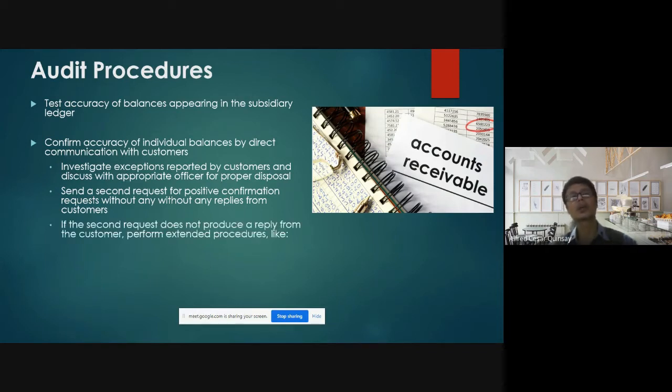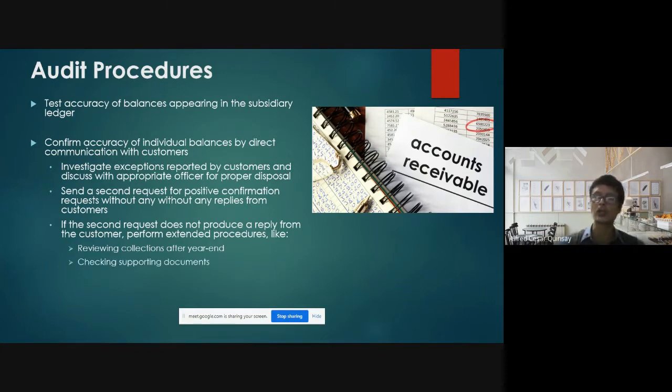So if the second request does not produce a reply from the customer, perform extended procedures. So you don't immediately jump to the conclusion that this customer does not exist, that these are not valid claims by the company. These extended procedures would include reviewing collections after year end. So where do those collections come from? Of course, those collections came from receivables. So we will look at where those receivables came from, maybe one of those customers.